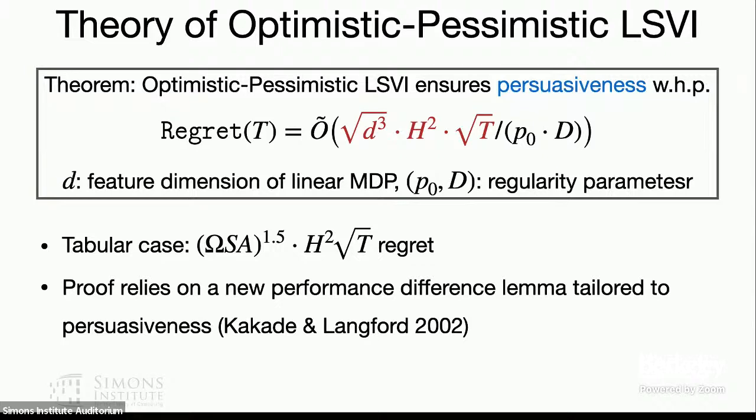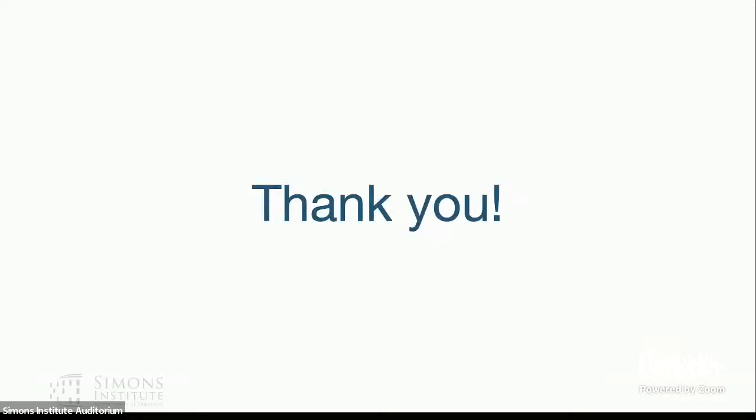And in terms of proof technique, our additional ingredient is just the persuasiveness constraint. In the proof, we derive a new performance difference lemma that is tailored to this persuasiveness constraint, and it can decompose the error into a few terms. And there's a term which only involves persuasiveness, and it connects to the informal result I talked about, which is the price paid for ensuring persuasiveness. And in the interest of time, I will stop here, and thank you all for your attention.